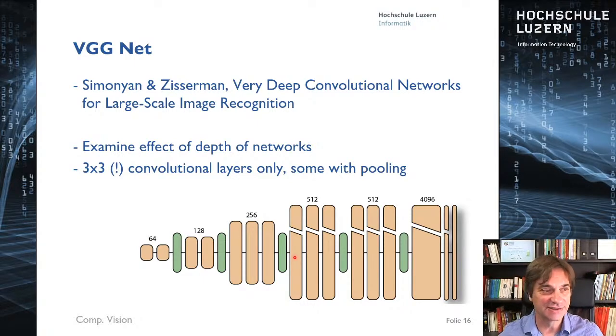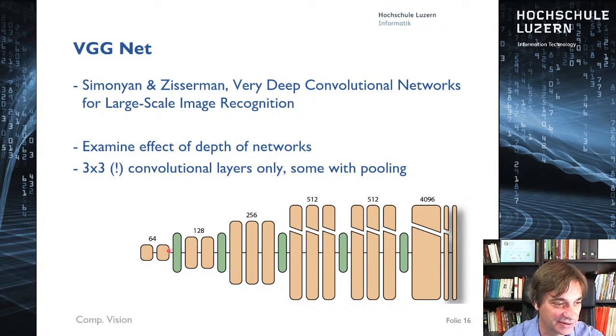Okay, so after the Inception network, the next network that came along was from Simonyan and Zisserman from the University of Oxford, called the VGGNet, and they tried different depths of networks and saw which networks performed best. So one change is that they got rid of the filters of different sizes and just use 3x3 convolutional layers only, and with some pooling.